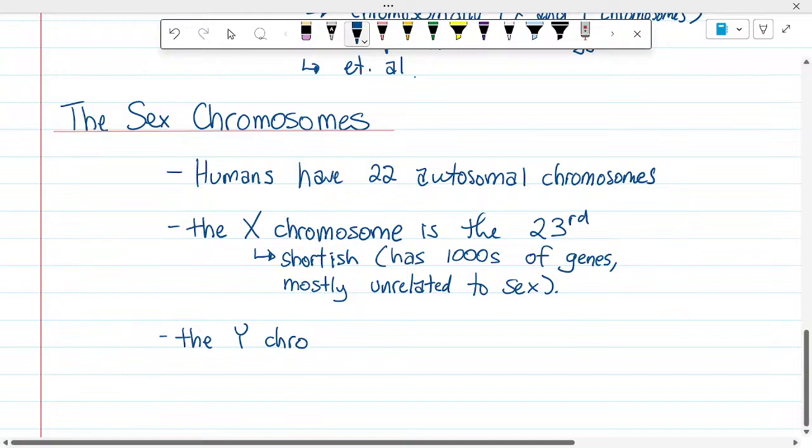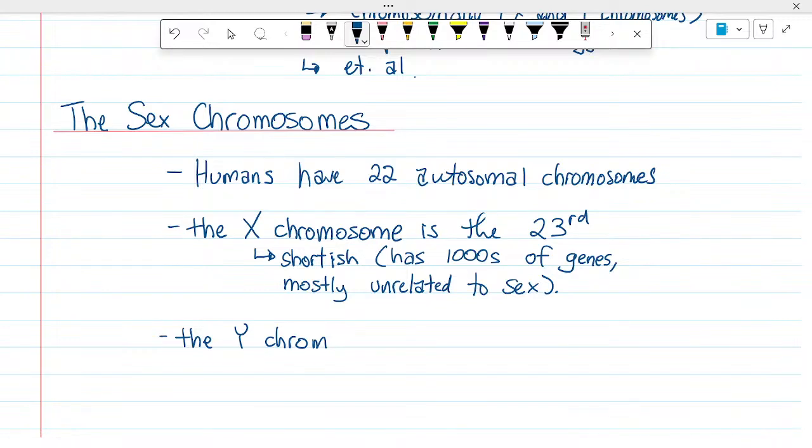The Y chromosome is actually a degraded copy of the X chromosome from many, many generations past.